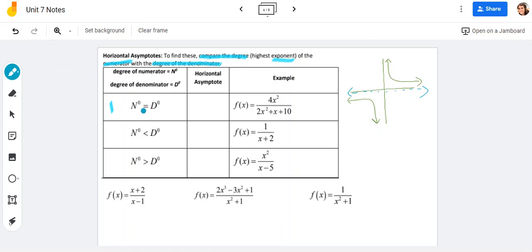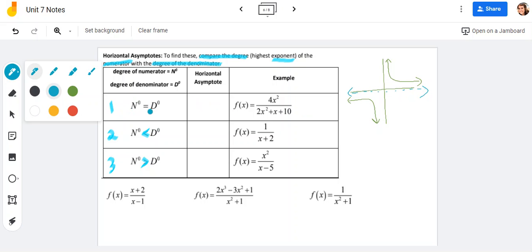So there's 3 scenarios that could happen. Option 1 is that they are equal. Option 2 is that the numerator degree is less than the denominator degree. And option 3 is that the numerator degree is greater than the denominator degree. So let's look at some quick examples.